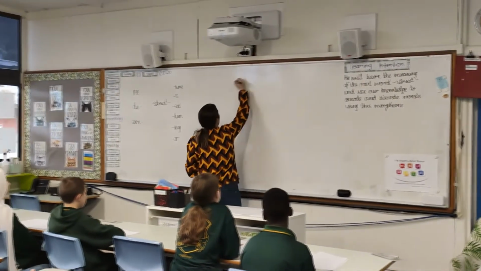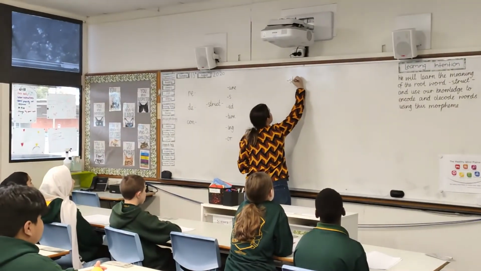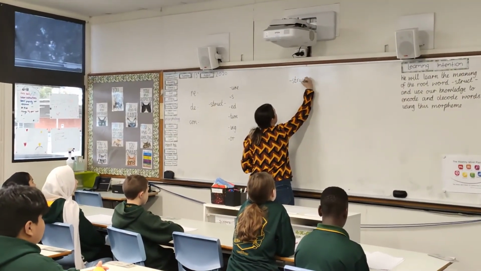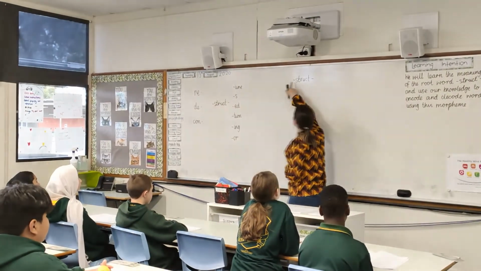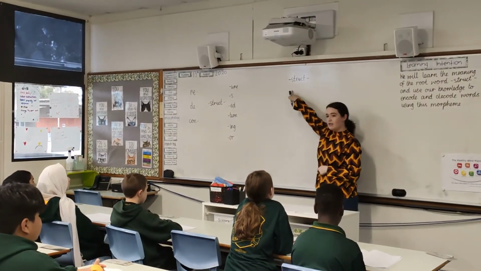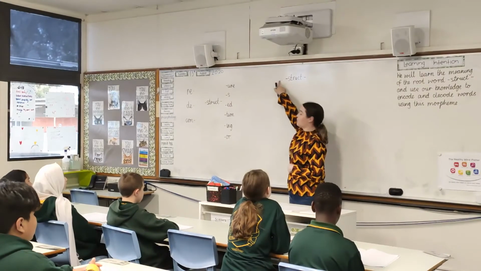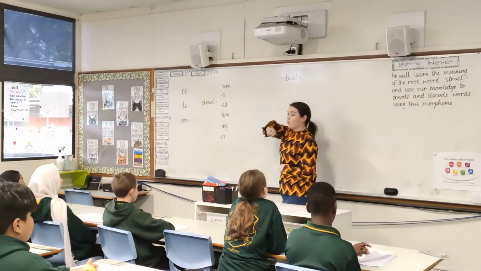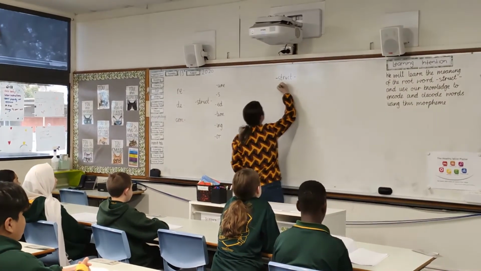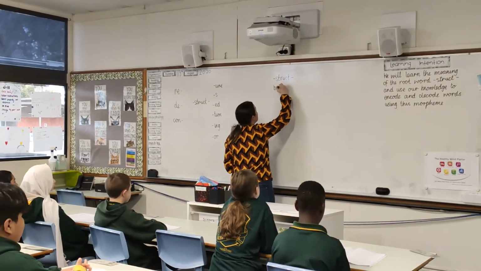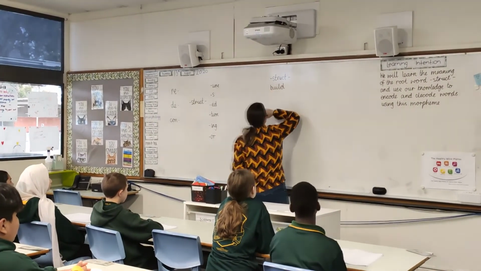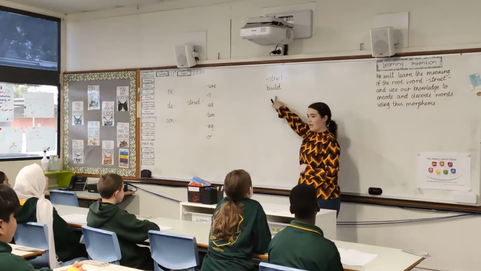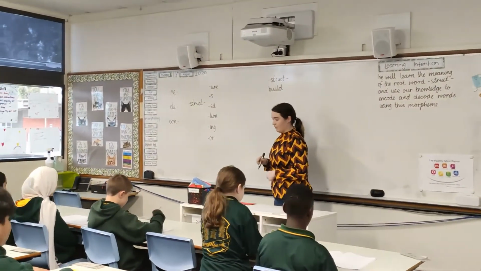Alrighty, so our root word is struct. You can see I've got the dash on either side of my root word because I can put a prefix before and a suffix after to make words. And our root word struct means build. So root word struct, meaning build. Can you please write that down?